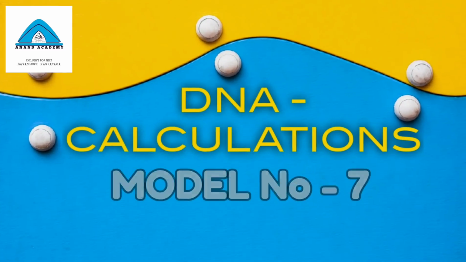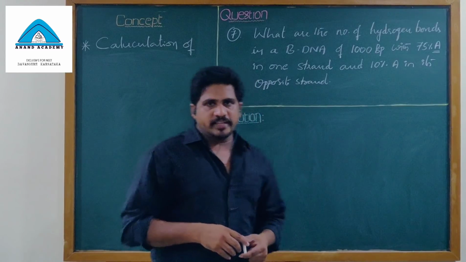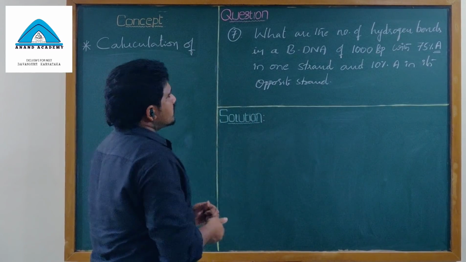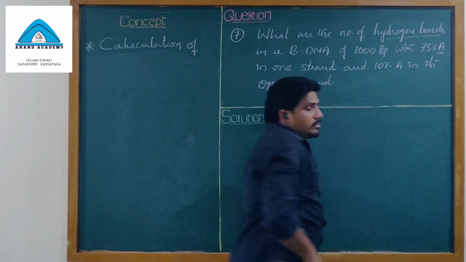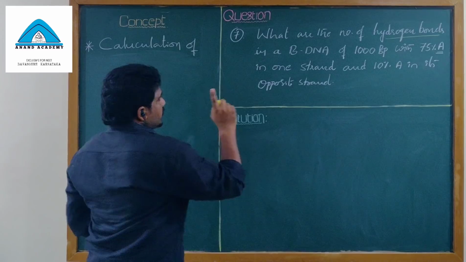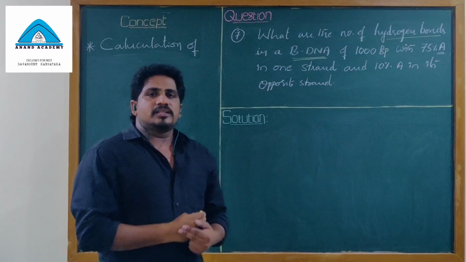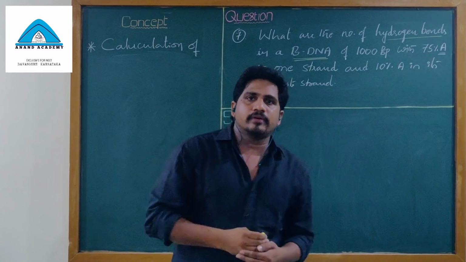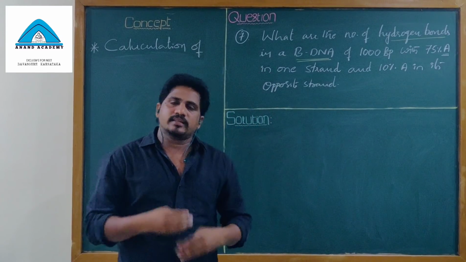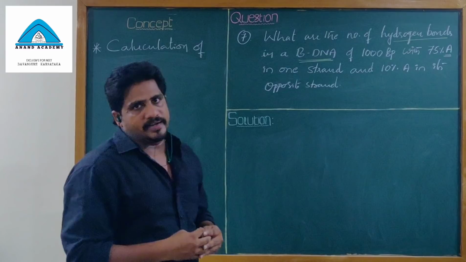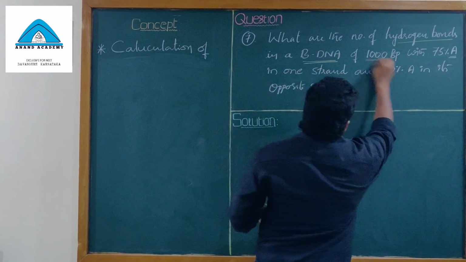Let us check another one. Okay, this time the 7th model we are trying. Unlike the previous question, what is the number of hydrogen bonds? So again we are calculating the hydrogen bonds, but the model is not the same. What is the number of hydrogen bonds in a BDNA? Again you are seeing a new term, BDNA. Generally the Watson and Crick model applies to BDNA, right-handed DNA. A DNA, B, C DNA, types of DNAs are there, we will see later. Okay, concentrate on the analytical part right now. So what is the number of hydrogen bonds in a BDNA of 1000 base pairs?